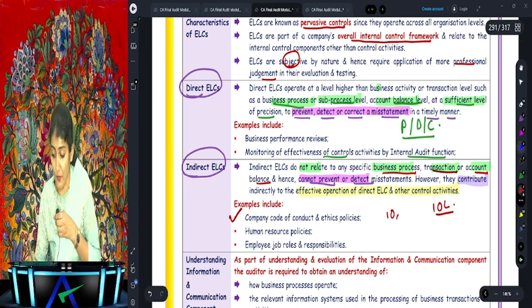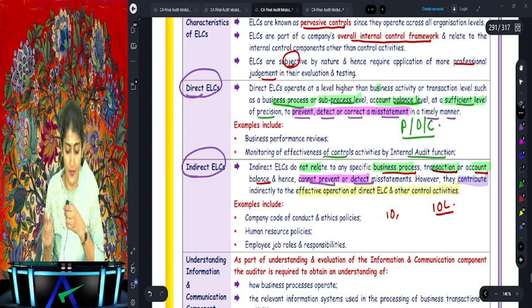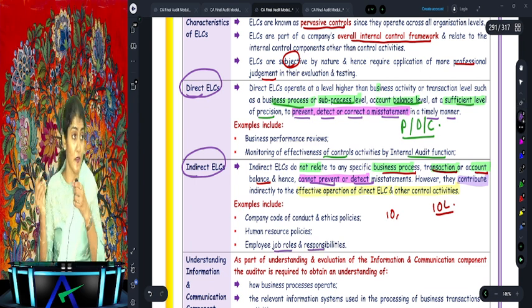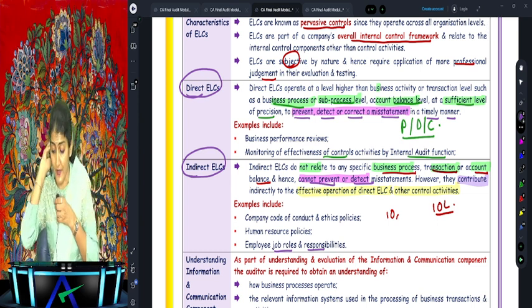Then the human resource policy. So again, that code of conduct is nothing but the human resource policies and the employee job roles and responsibilities. That is the segregation of duties that you have done.